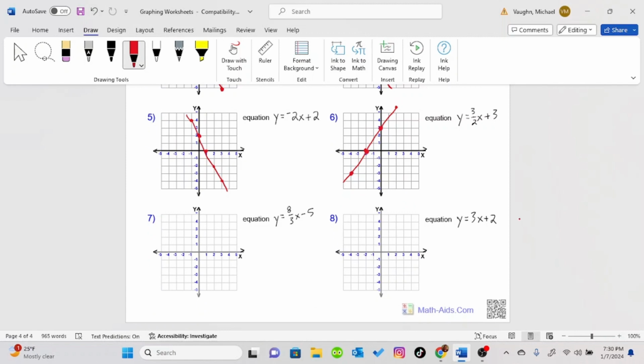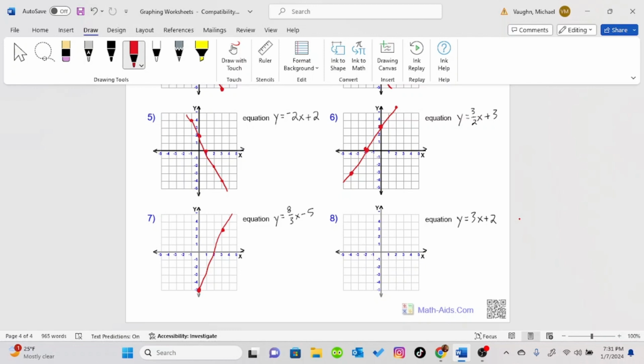Number 7, we can see that the y-intercept is -5. So we put our y-intercept at 0, -5 on the axis. We see that our slope is 8/3. That means we go up 8 spots and we go right 3 spots to put our next point. And now we connect our points and draw the graph of our line.